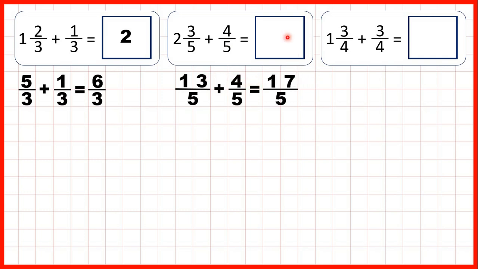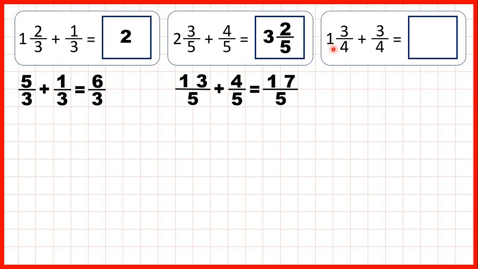So as an improper fraction, our answer is 17/5, but we can change that back into a mixed number by dividing. 17 divided by 5 is 3, remainder 2, because 3 times 5 is 15 plus 2 is 17. The denominator stays the same, so our answer as a mixed number is 3 2/5.